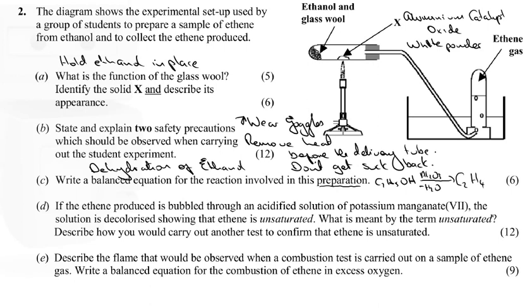Okay, part D. If the ethene produced is bubbled through an acidified solution of potassium permanganate. Now, I spoke to you about this in the previous video already. Potassium permanganate is a dark purple colour, and when it's acidified it becomes very active. So we always add in a few drops of sulfuric acid just to kickstart the potassium permanganate so that it acts at its best. So if the ethene is bubbled through an acidified solution of potassium permanganate, the solution is decolorized, showing that the ethene is unsaturated.